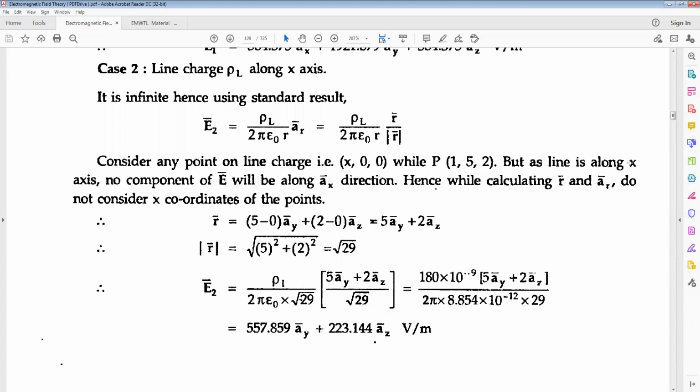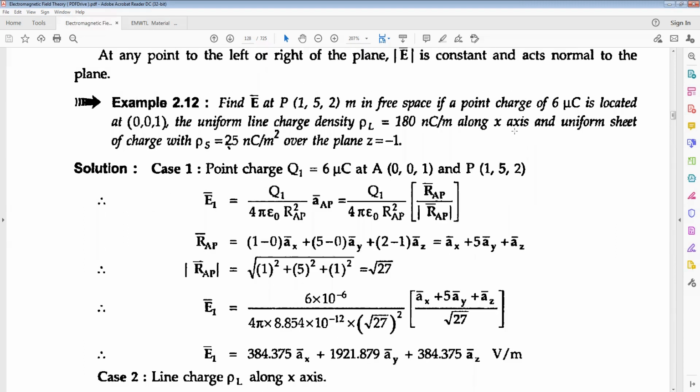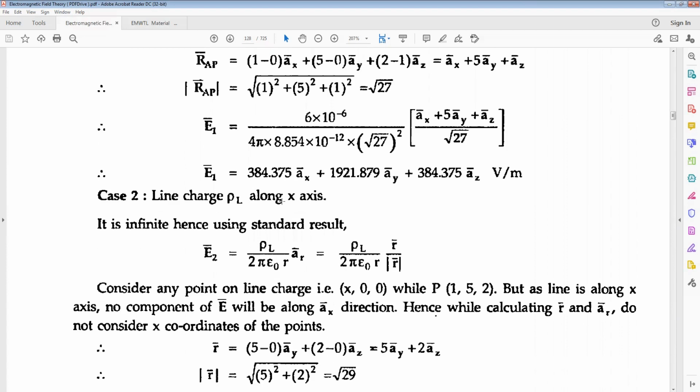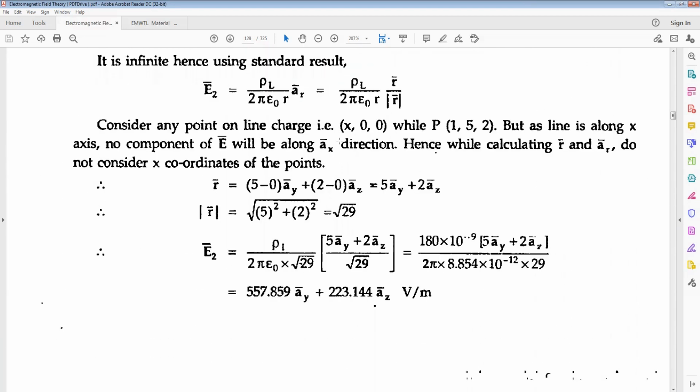But as the line is along the x-axis, there is no component of E bar along the AX bar. So 5 minus 0 into AY bar and 2 minus 0 into AZ bar. Since rho L is along the x-axis, there is no such component. Previously, we said that when charge is uniformly distributed on the z-axis, we do not take the z component. Similarly here, the charge is distributed along the x-axis.